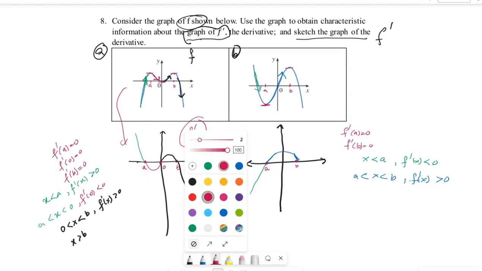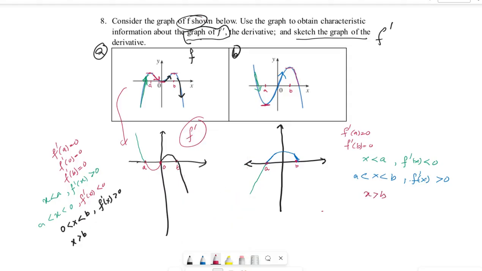Lastly, let's talk about x more than b. If x is more than b, the function is going down. That means f prime of x is negative. So again, a negative number. So this is the graph of f prime for this given function f.